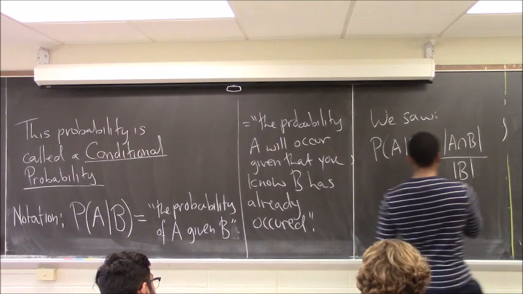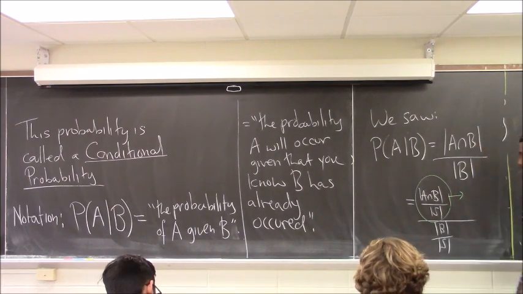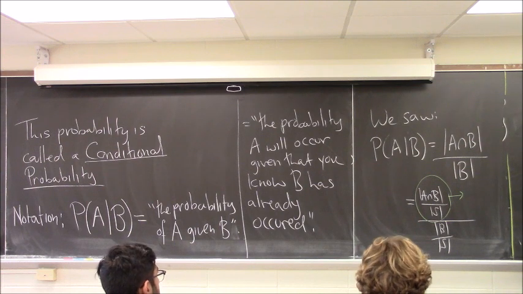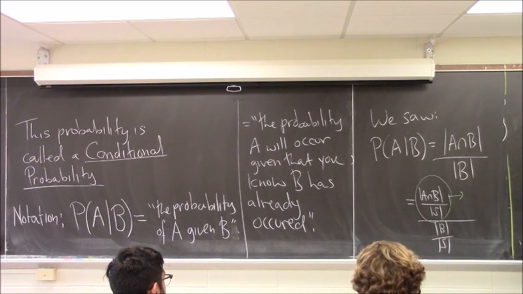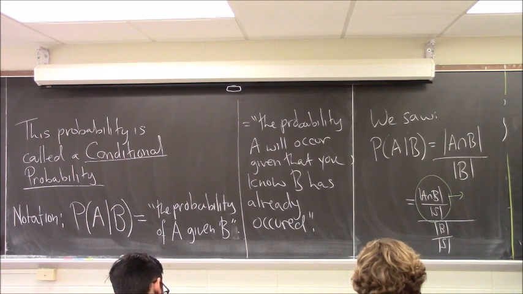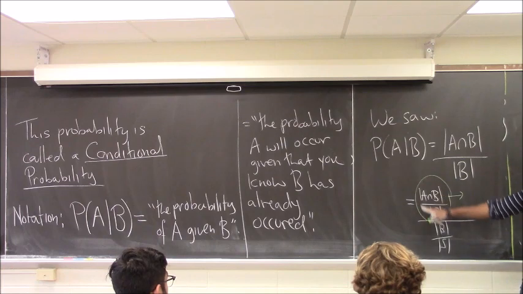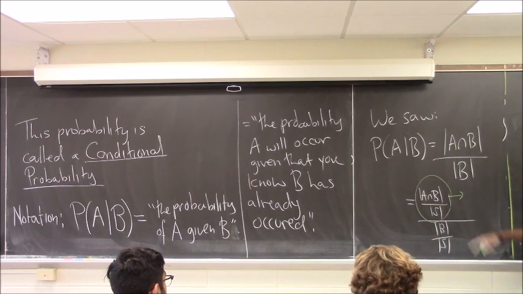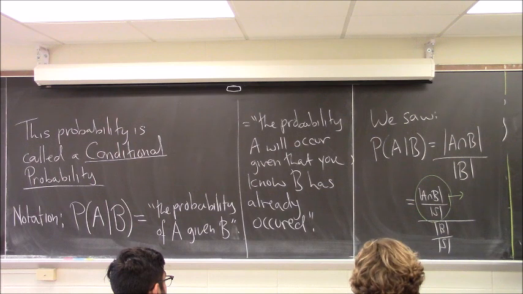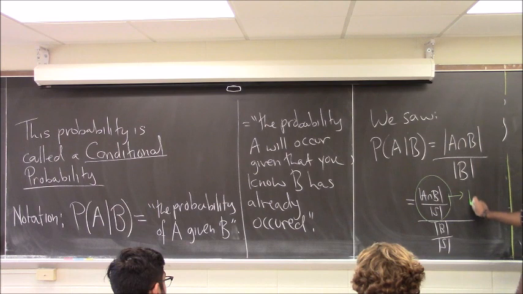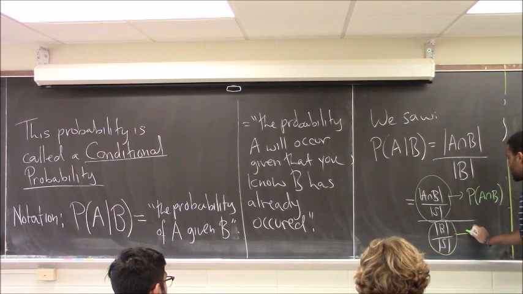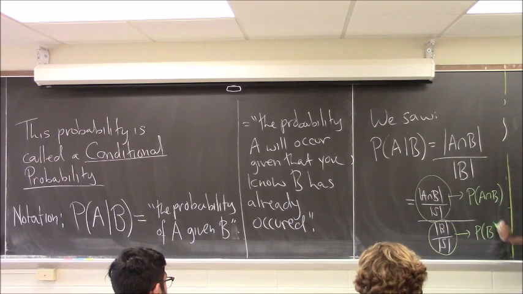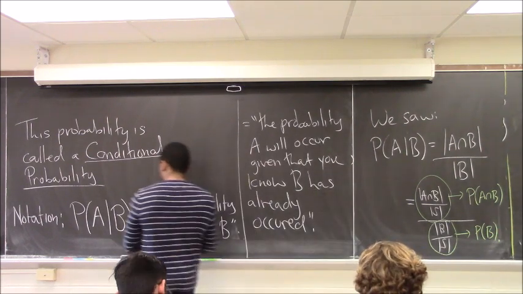And by definition, what is this? If you see the size of A intersect B divided by the size of the sample space, what's that defining? That's the probability of the intersection. And what is this defining? Probability of B. Therefore, we have the following.